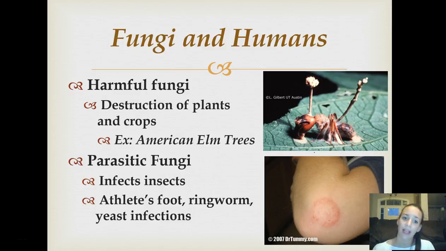Harmful fungi can destroy plants and crops, such as the American elm trees. And there's also parasitic fungi. We'll watch a video in class about fungi invading ants, but they infect insects and then they kill them. And then also just things like nasty, gross stuff we get, right? Athlete's foot, ringworm, yeast infections. Fungi can cause all of these things. And that is it for your notes.